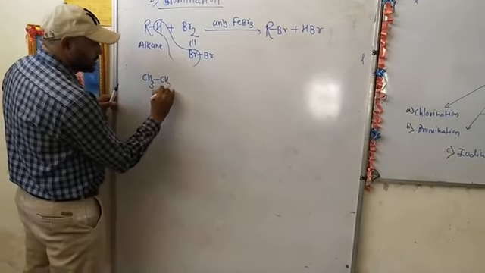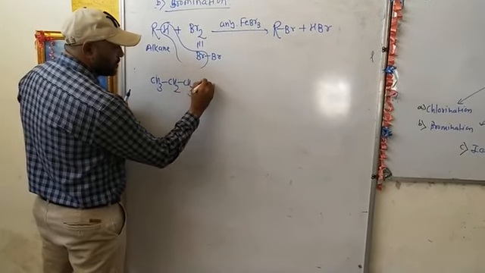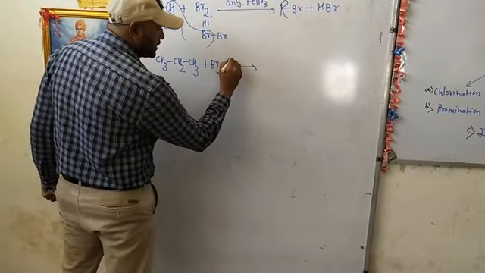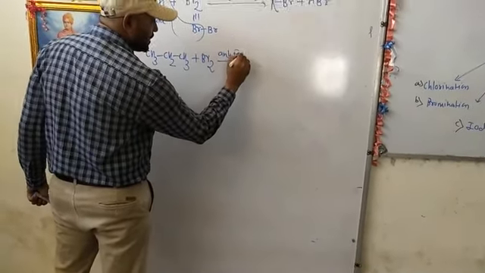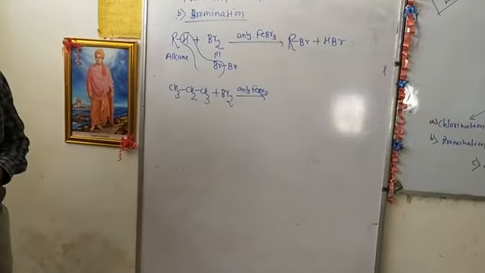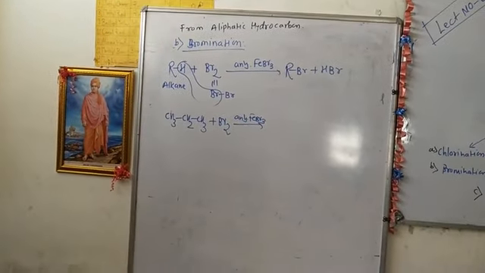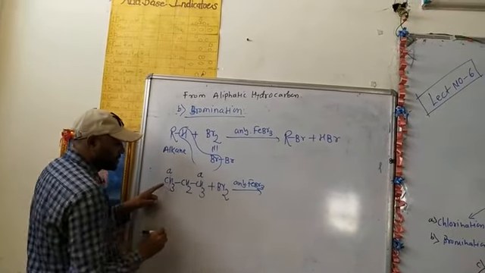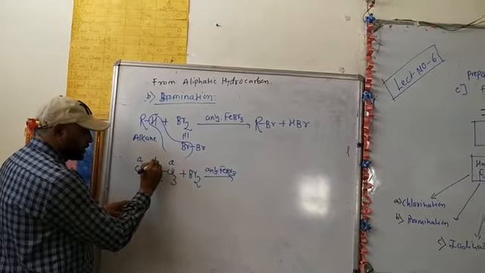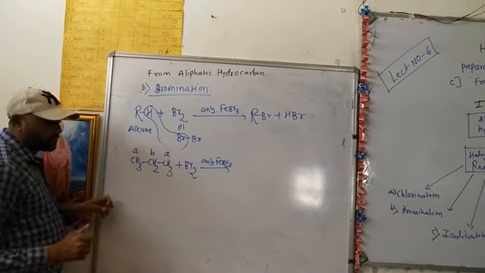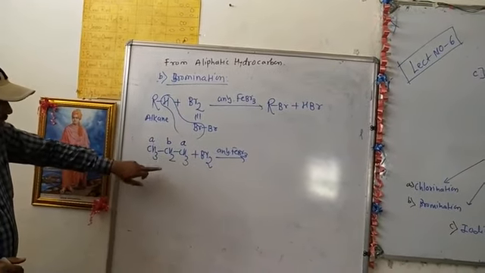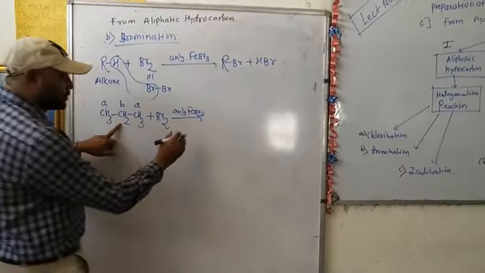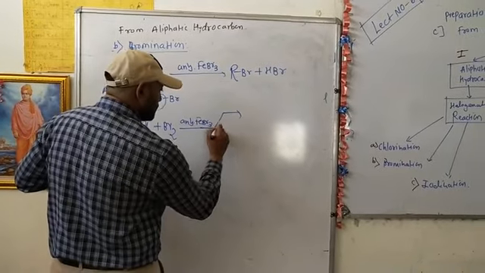CH3CH2CH3 plus Br2, bromination in presence of anhydrous FeBr3. So here there are two types of carbon atom, A and B. So we have two products formed by substitution reaction, either from A one product and from B another product. Just like the chlorination, we have the two products.